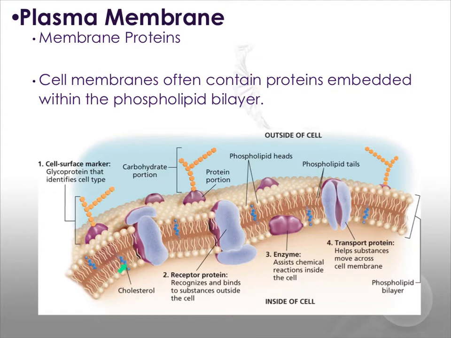There's things like cholesterol embedded within the membrane, which helps give it some structure and support. We have things like transport proteins, which allow stuff to come in and out of the cell. And those are going to be regulated by certain things within the cell. We have receptor proteins, which recognize and bind to the substances outside of the cell. So there's all kinds of stuff embedded into the membrane beyond just phospholipids.